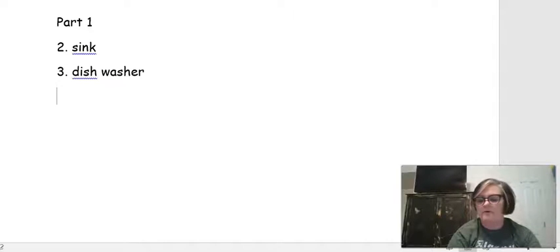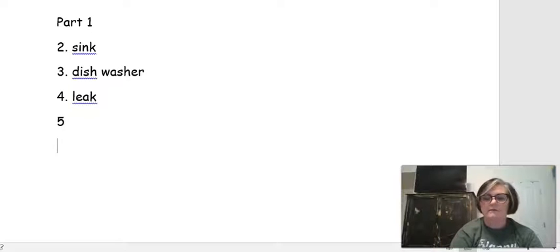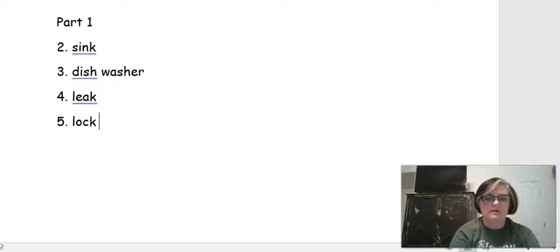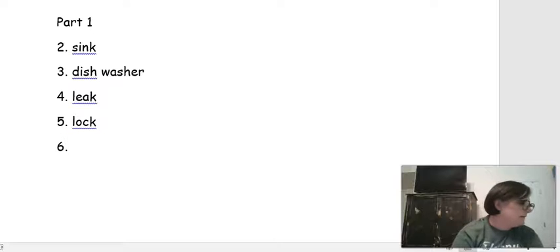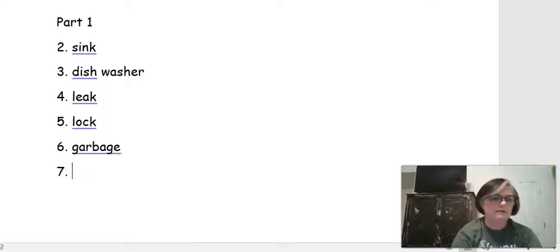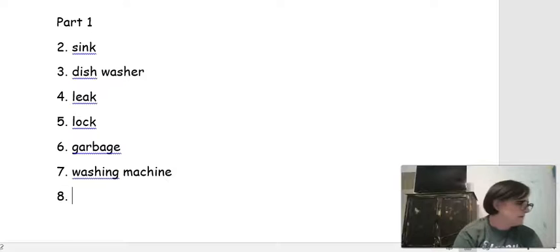We're using all the same vocabulary from the previous video. And number 4 is a leak. We see the water coming out from under the dishwasher. It's a water leak. Number 5 is a lock. It's a lock on the door. Number 6, we see the girl, and she's taking out the garbage. She has a garbage in her hand. And number 7 is a washing machine. Okay, and number 8 is the dryer.